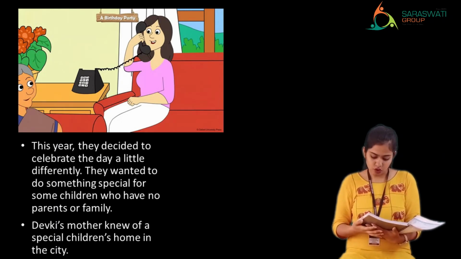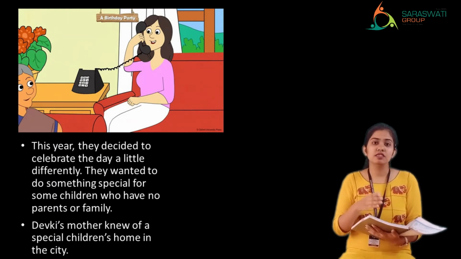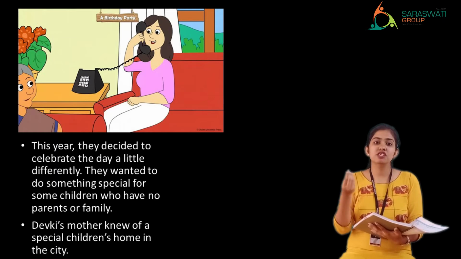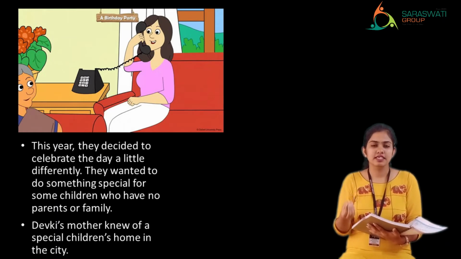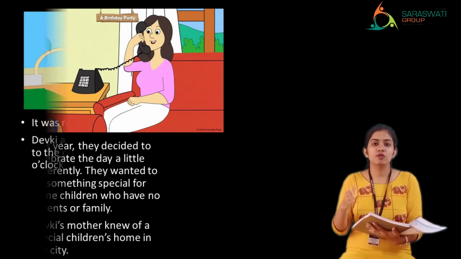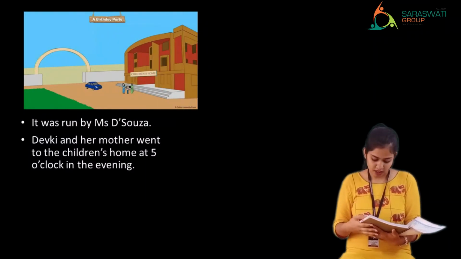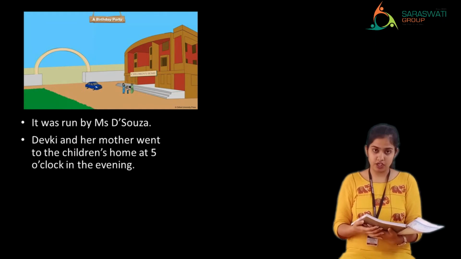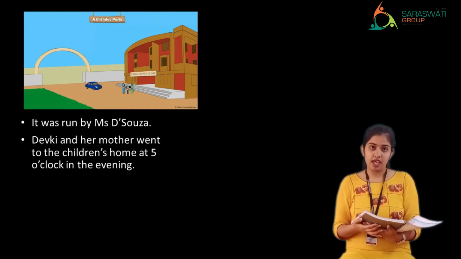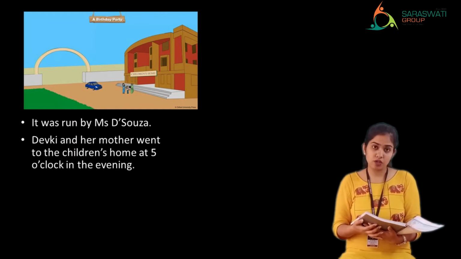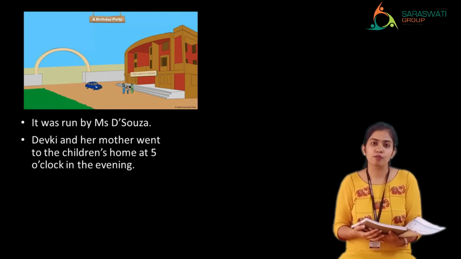Devki's mother knew of a special children's home in the city. Devki's mother knew that there is one special children's home in the city. Now let's see what happens next. It was run by Miss D'Souza. Devki's mother called Miss D'Souza and asked her if they could celebrate Devki's birthday in the children's home.